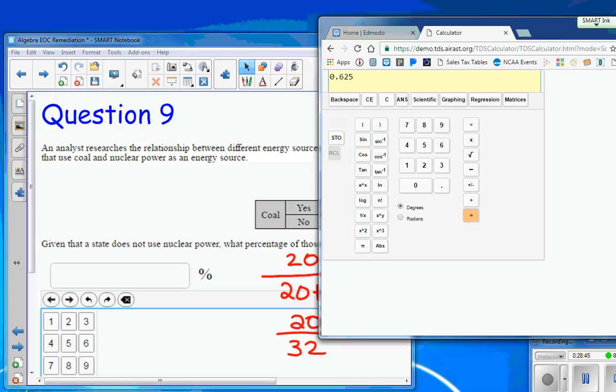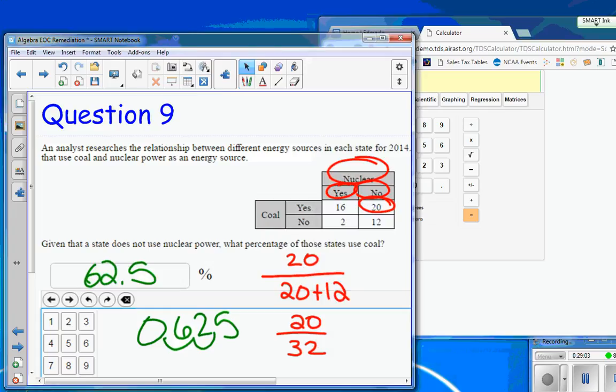How did I get 62.5? Well, 0.625 as a percent, we just move the decimal point twice to the right. So I'm going to get 62.5%. Part of a whole. What percentage use coal? 20 out of a total of 32. 20 use coal that do not use nuclear, out of 32 that don't use nuclear.